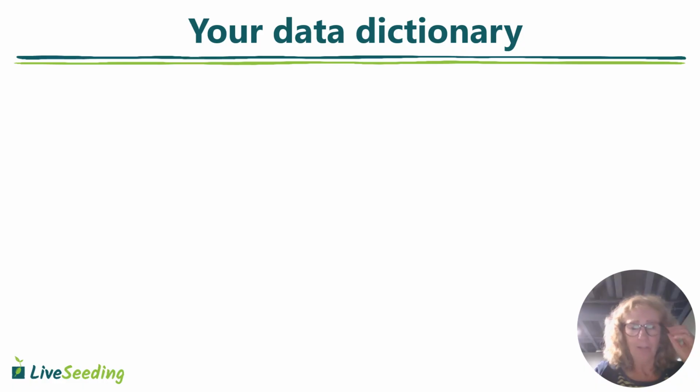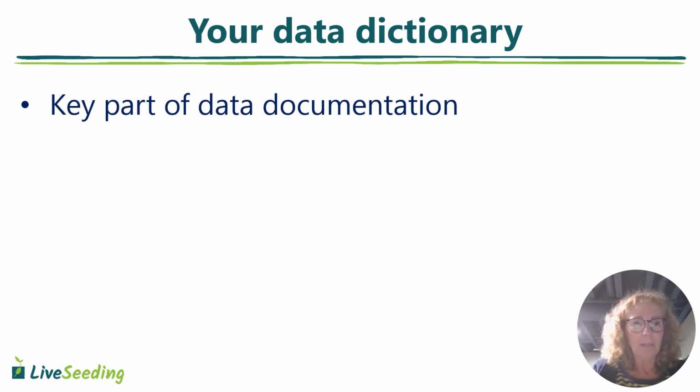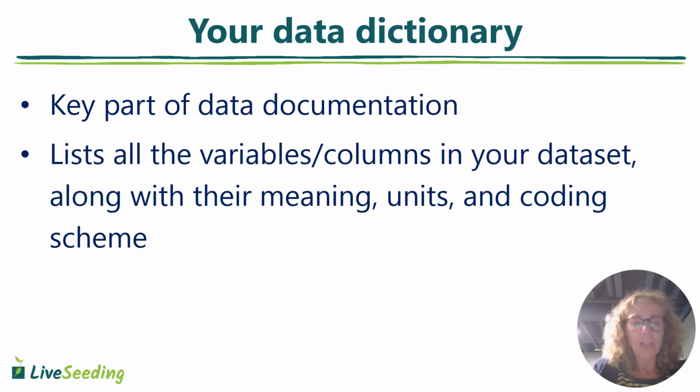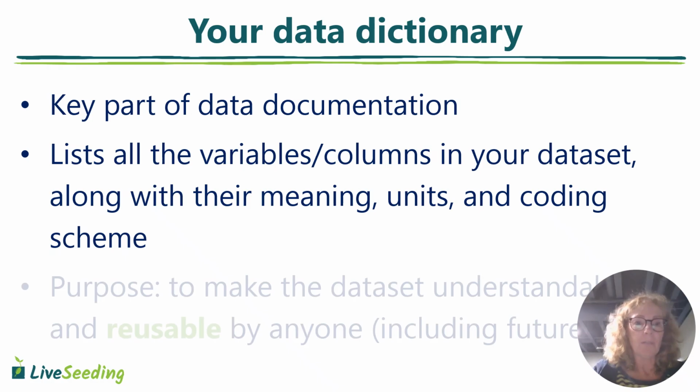I can't remember actually if I talked about data dictionary. I think I did talk specifically about it when we talked about data management plans, but let's talk about it again. Key part of data documentation. It's going to list all the variables and columns in your data set along with their meaning, units, and coding scheme. So this is not a spreadsheet of the data. It's a spreadsheet of the variables, what they are, how you code them. So it's basically so people can translate your data file and know what those variables mean.